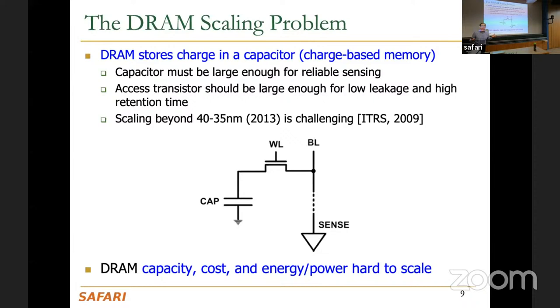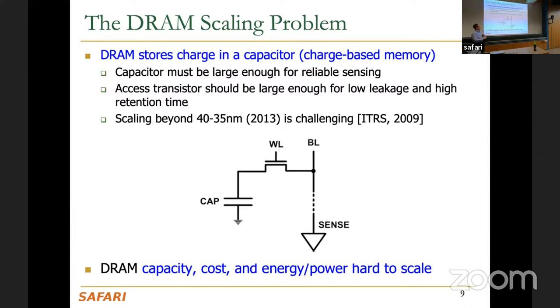And if you want memory to be reliable, both of these need to be reliable. The storage device needs to be reliable and the access device needs to be reliable. In this case, the capacitor must be large enough for reliable sensing and the access transistor must be large enough for, again, reliability, little noise, low leakage, high retention time. Now, as you reduce the size of both, it turns out these properties become much more difficult to maintain. You run into a lot of reliability issues. First of all, the charge here reduces and the transistor here reduces, so it becomes difficult to transmit the charge. So everything becomes a lot more noisy.